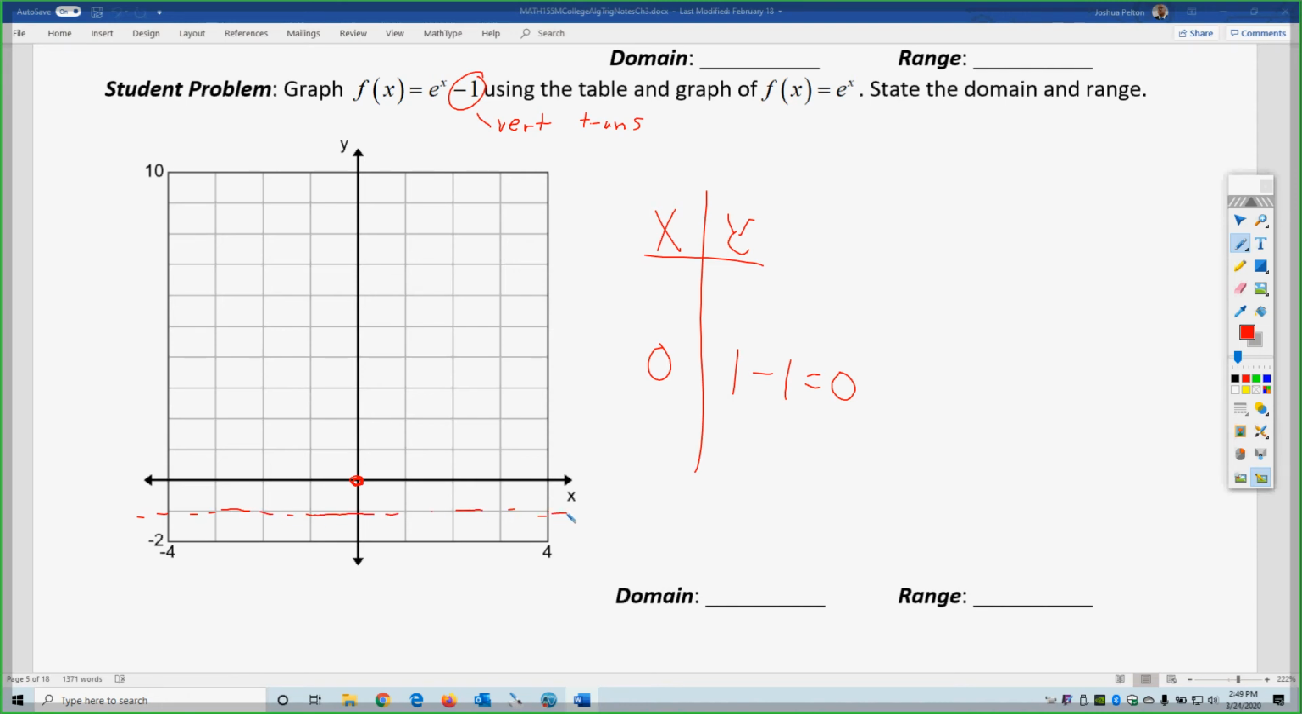So my new graph, my asymptote was at y equals 0. Now it's at y equals negative 1. So my graph now looks like this. Is that a perfect representation? No. But I know that e to the x, e is greater than 1, so therefore it must be growth. So it goes from negative infinity to infinity, and then negative 1 to infinity for the range, because the translation moved me down. Okay? Let's go to page 6.